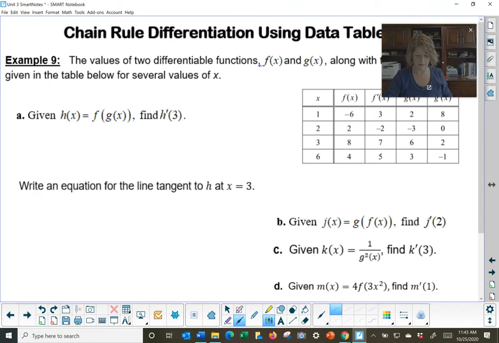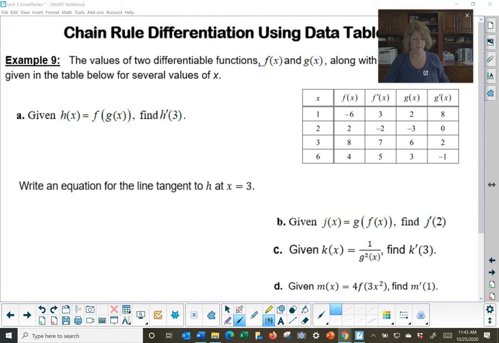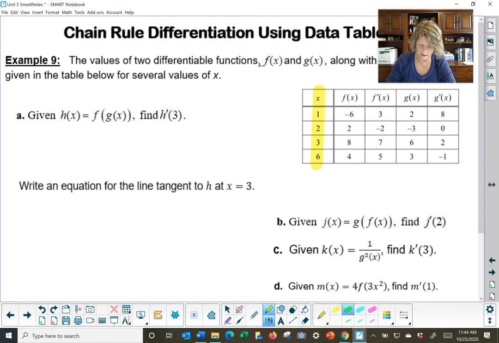I love doing these because you don't have a lot of computation to do. It's just looking up stuff and grabbing the data piece. So example 9, yes, we are in example 9. The values of two differentiable functions f and g along with their derivatives are given in the table below for several values of x. Can you see the values of x right here? And then across the top, we see the functions. And then the body of the table, of course, contains the data.